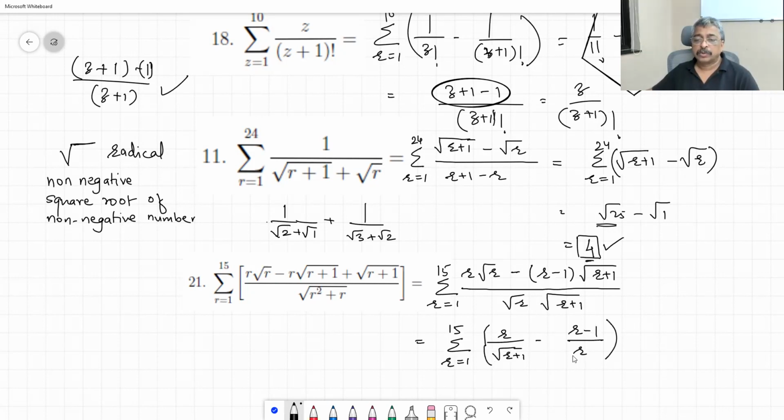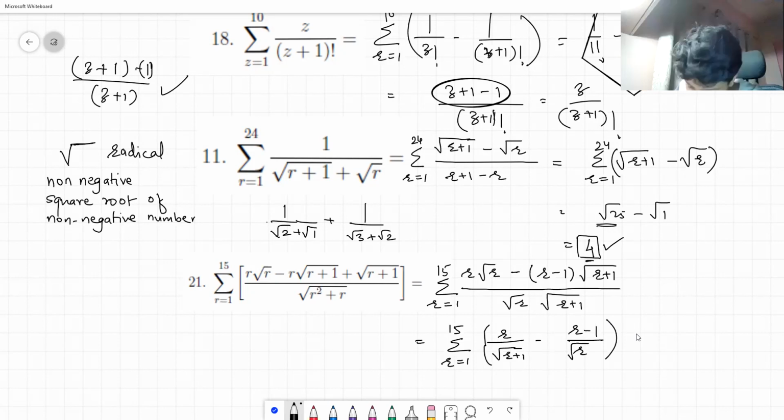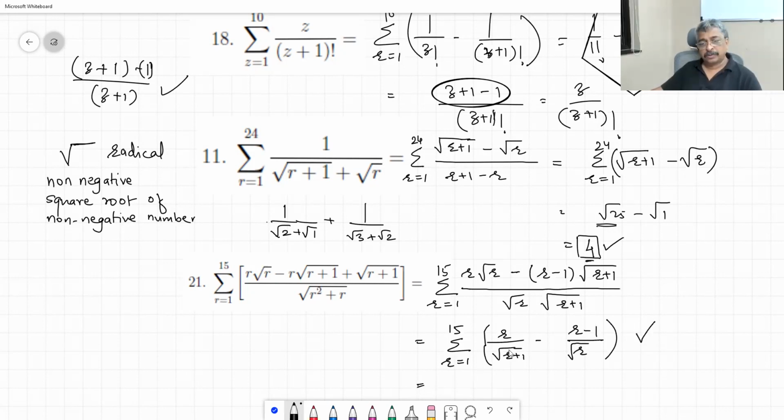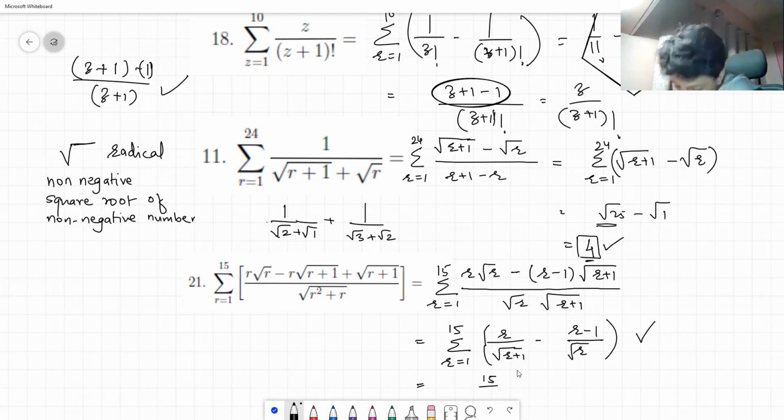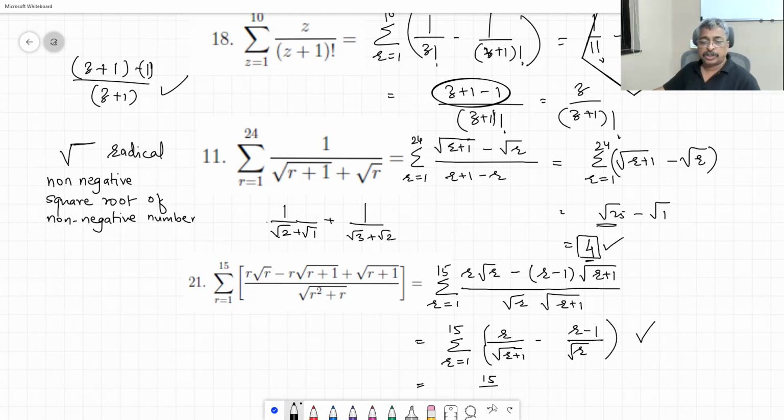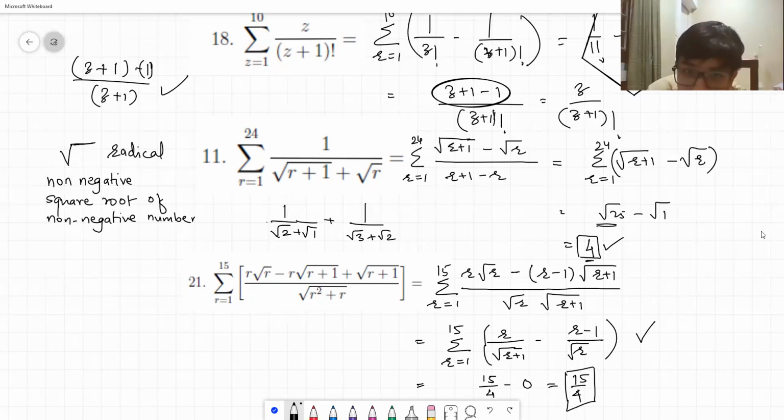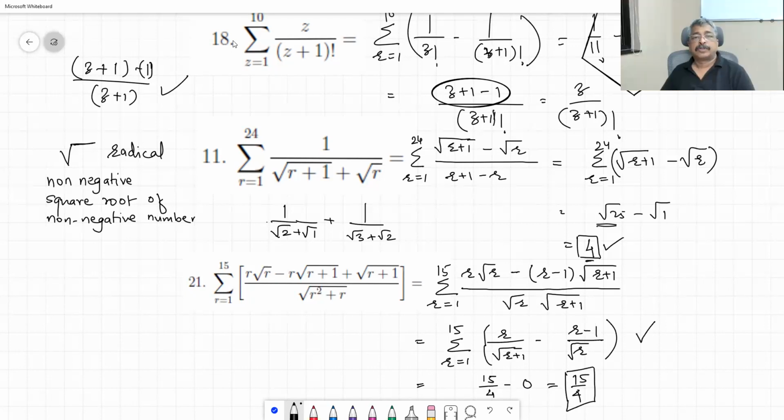Yes or no? Yes, sir. For the bigger term, the first term is the bigger term. So it is 50 upon root 64, minus 0, which is equal to 50 upon 8. That is how it needs to be solved.